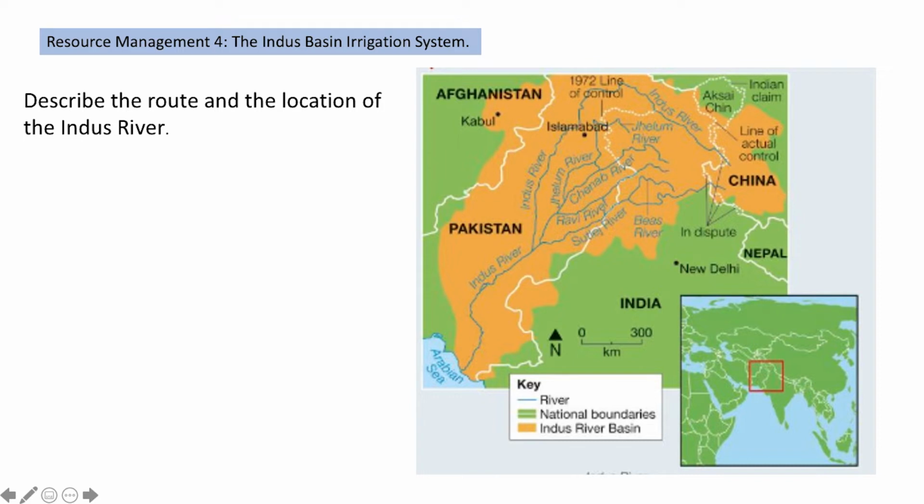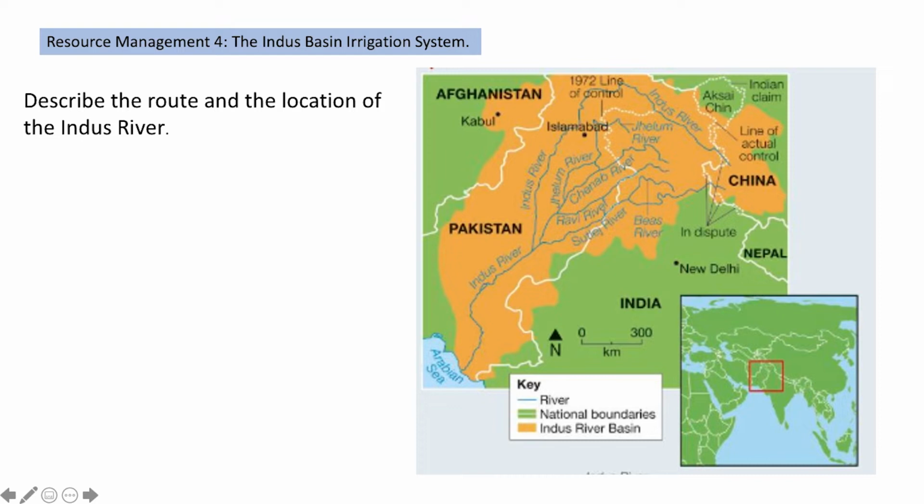Last session in Resource Management 3, we started to consider how food production can be improved in certain countries to help stop malnutrition, etc. So this is one way that food production can be improved. This case study is about using science and technology to improve food technology. So let's start off by having a little look at where the Indus Basin is and what's going on there.